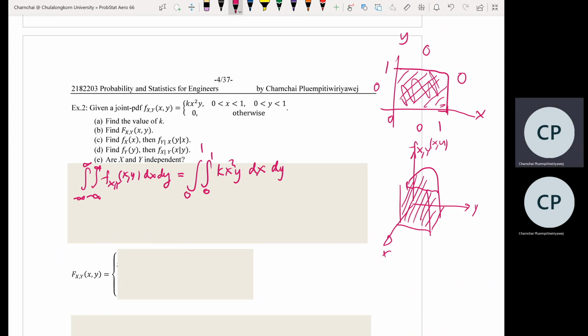All right. Now let's integrate this. What do we have? What is this integral equal to?